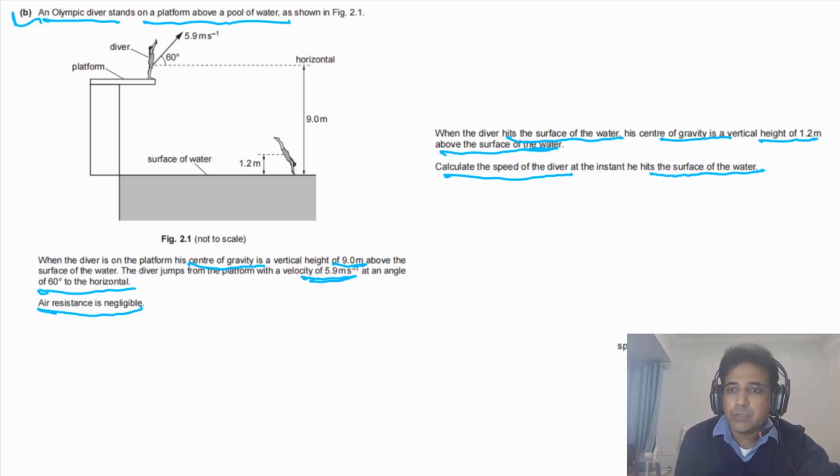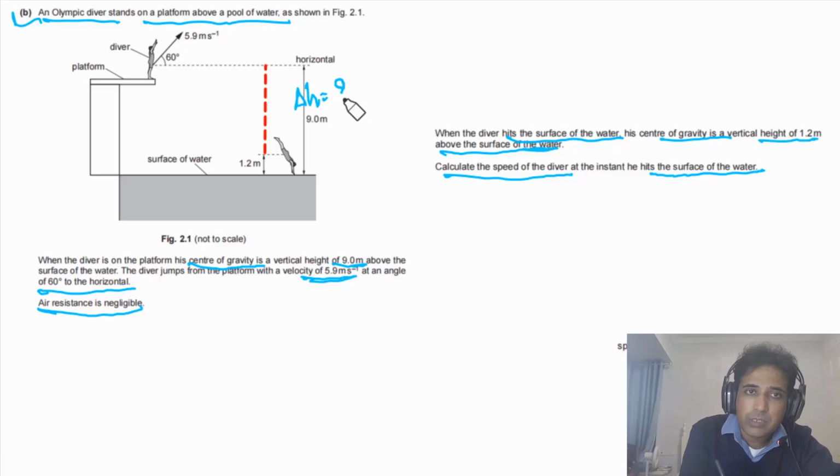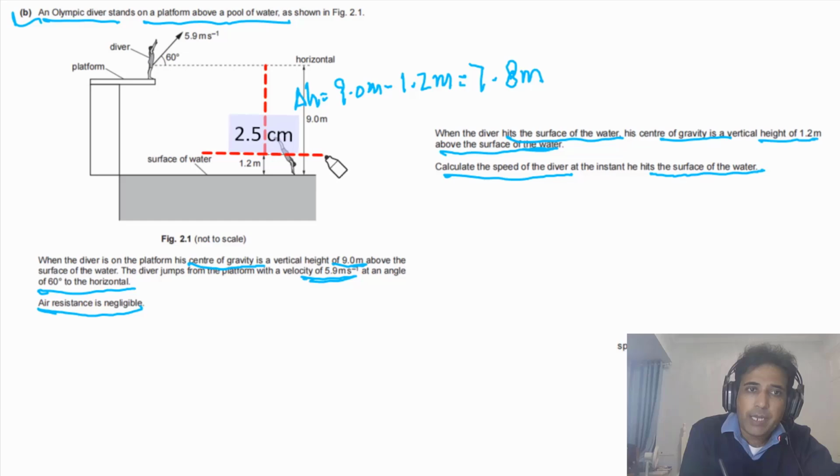So for this one, first thing we need to understand is the center of gravity of the diver. The change in position of the center of gravity of the diver is the difference, we can simply say delta H, equal to 9.0 meters minus 1.2 meters. So the decrease in height of the center of gravity is equal to 7.8. We can also define a reference point. So at this position we can define GPE, gravitational potential energy, equal to 0.